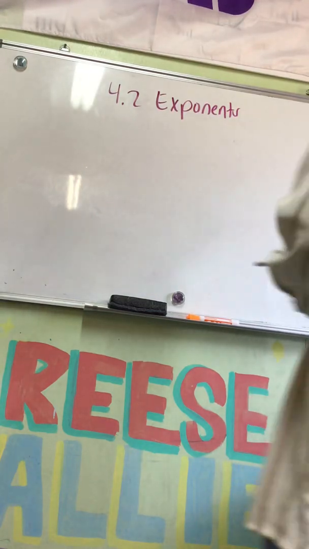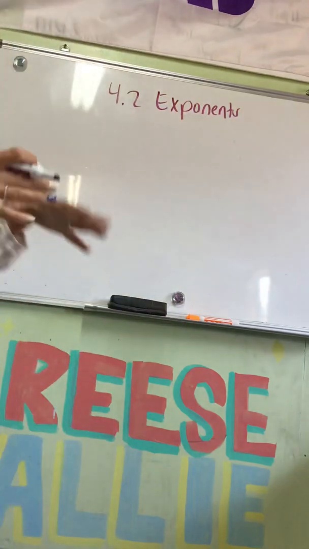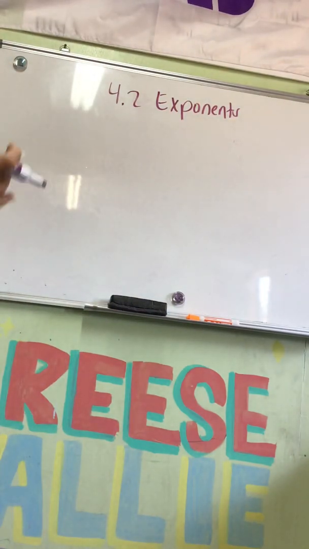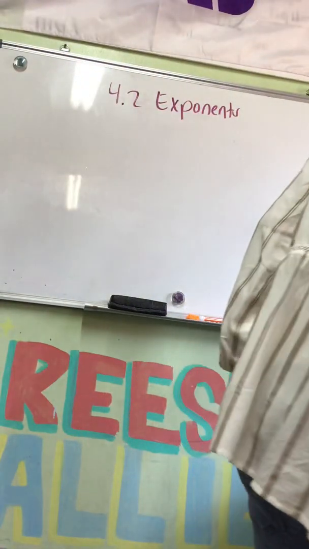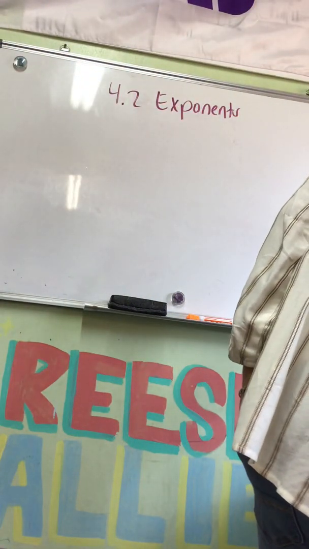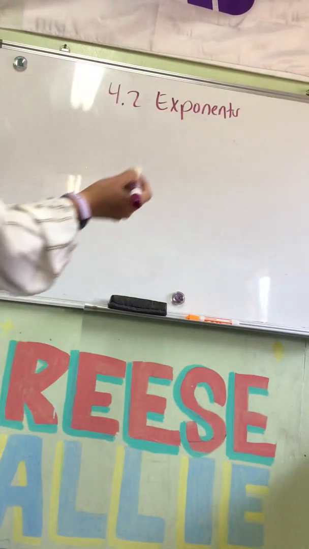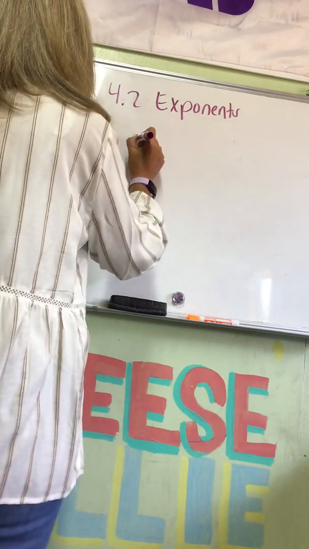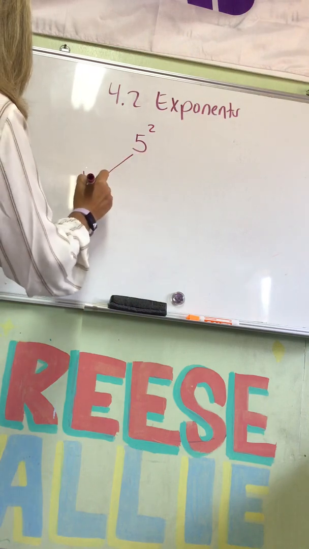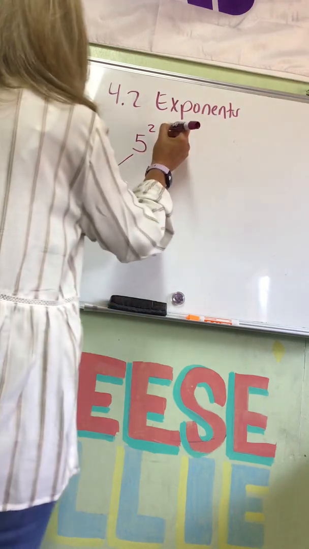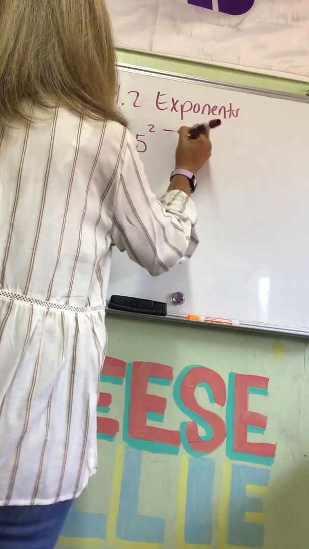It is an abbreviation to write larger numbers, but it also has a format of how you're to compute those. So basically, here's an exponent. You have 5, a big number. This big number is called the base. And then you have a smaller number, and this is the exponent.